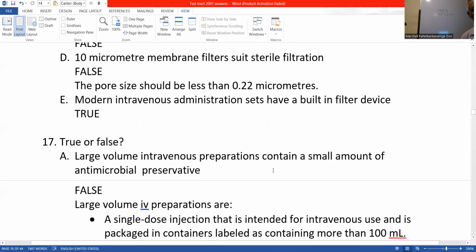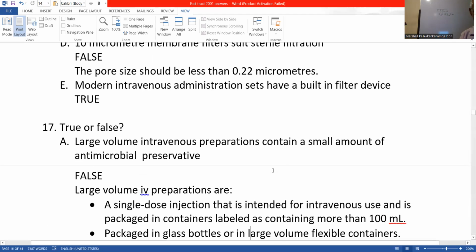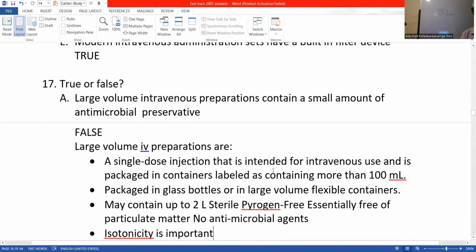D, 10 micrometer membrane filter. This is called a membrane filter. Suits sterile filtration? Bacteria are separated only with 0.22 microns or less pore size. Modern intravenous administration sets have a built-in filter device. That is true. All IV sets have a filter device.